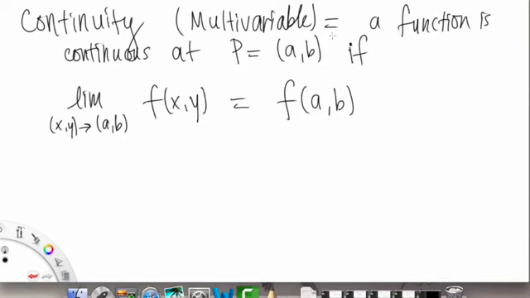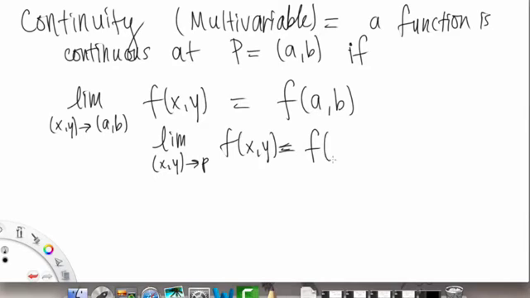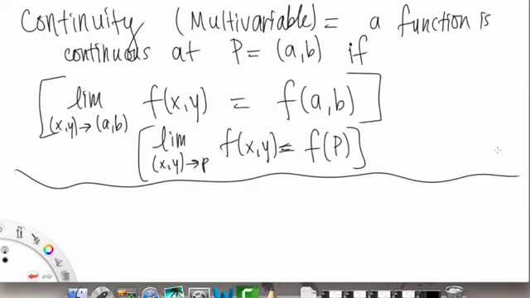Okay? So another way to phrase that is just the limit as (x,y) goes to P of f(x,y) is equal to f of P. That's the same thing, right? So this is the all-important equation here. Or this one, which is the alternative one. Okay? So now there's another offshoot of this, which is the composite.